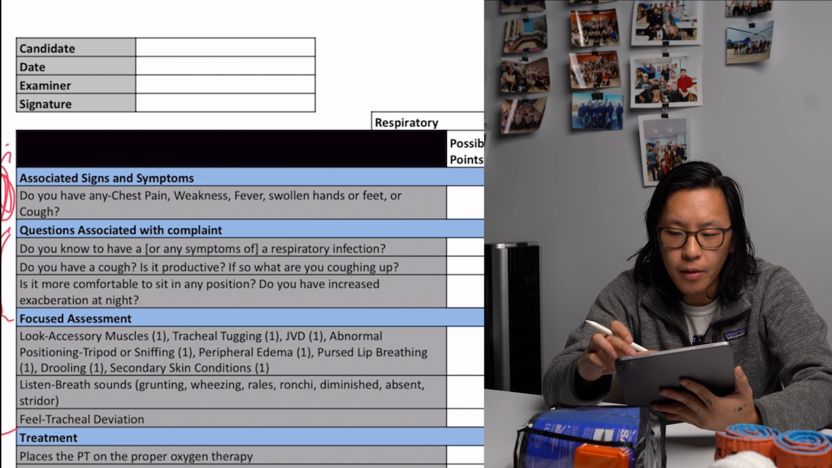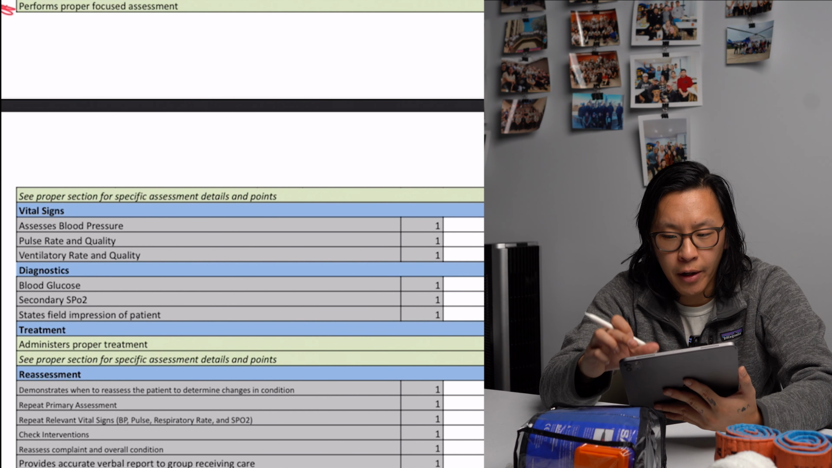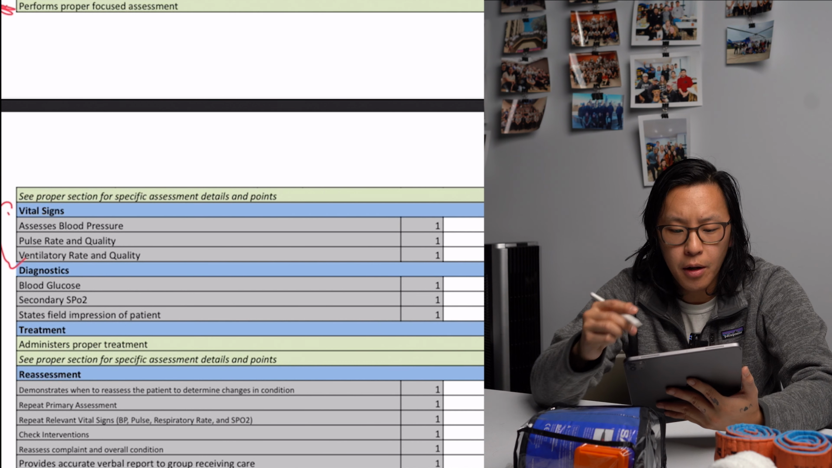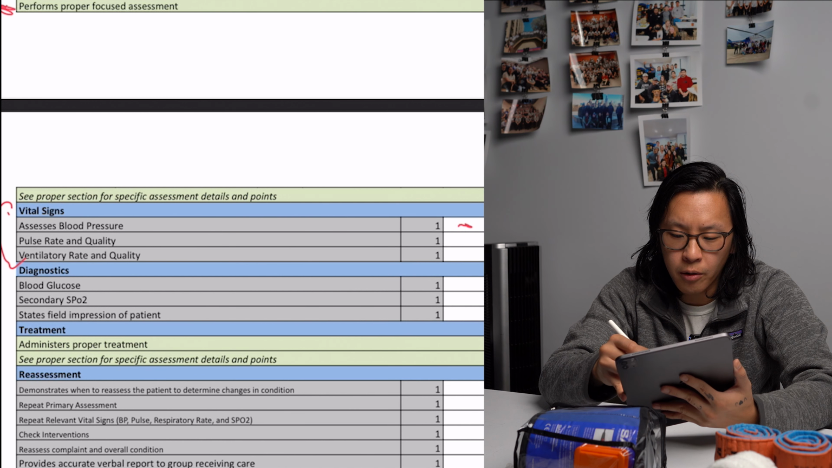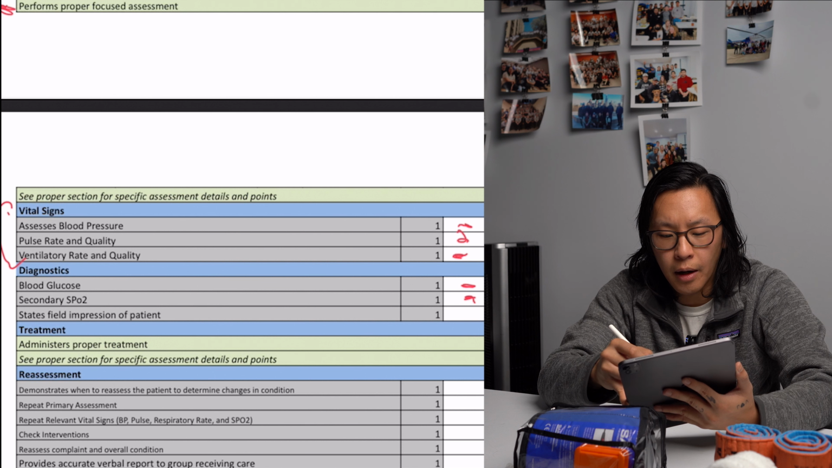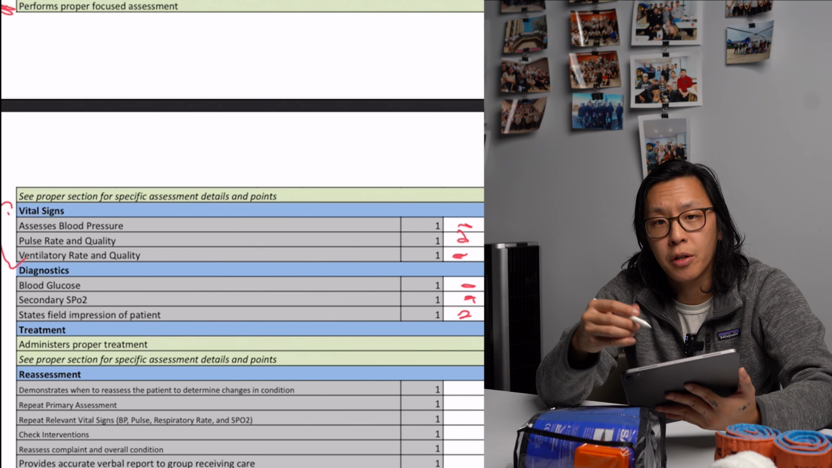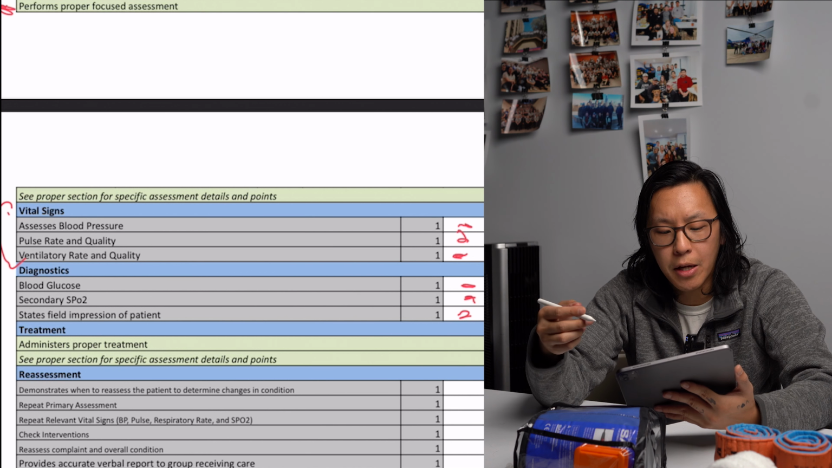Okay. Now, if we were to go back up, we are now at the vital signs section right here. So ask for a blood pressure, a heart rate, a ventilatory rate, and go down to diagnostics. What's the blood sugar? What's the pulse ox by now if you've applied oxygen? And hopefully you want to identify a field impression. You're making an educated guess as to what you think is going on with the patient.